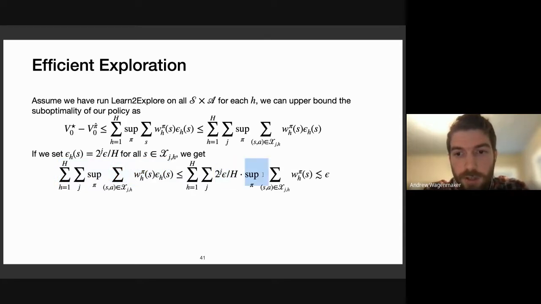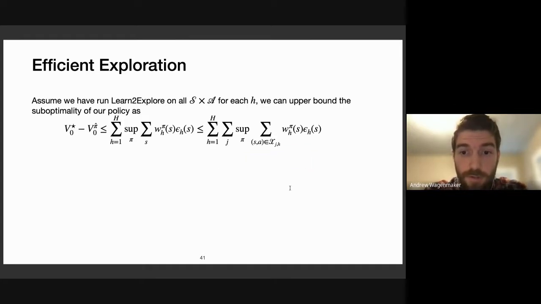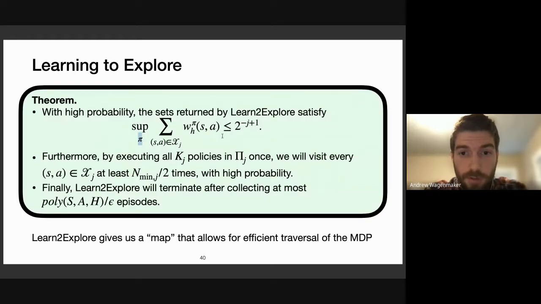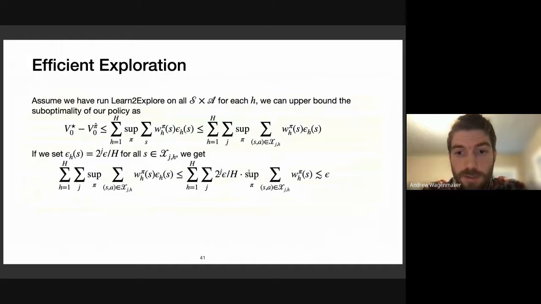And now the key thing here is we have this reachability of set xjh. Now, if you recall from our previous theorem, the reachability of this is decreasing exponentially in j. And so this is 2 to the negative j, which cancels with this 2 to the j. The h cancels with the h, and you end up with an epsilon times the logarithmic factor.